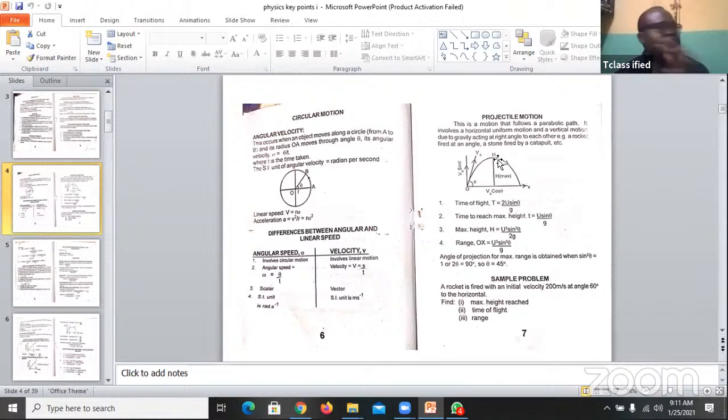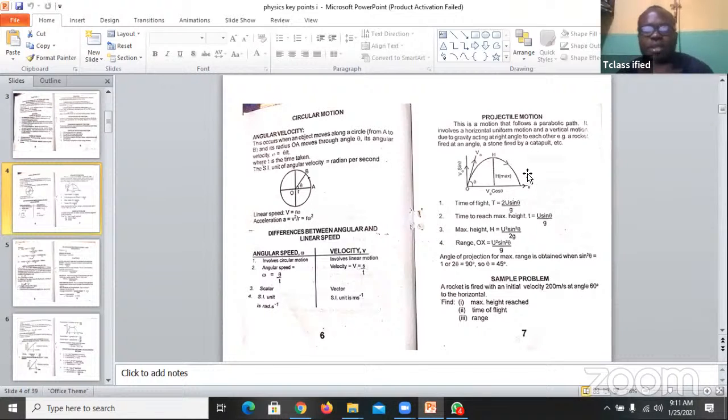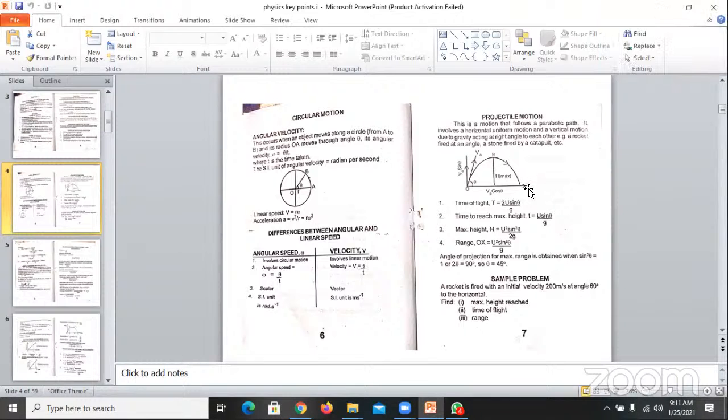Now, projectile motion, very importantly, we're going to be solving a whole lot of calculations in projectile motion. So this is a motion that follows a parabolic path. This is what we call parabolic path. Just like when you throw a stone, it moves like this. Then when it gets up, it starts falling down. So this is what we call a parabola. So any motion that follows a parabola is known as a projectile motion.